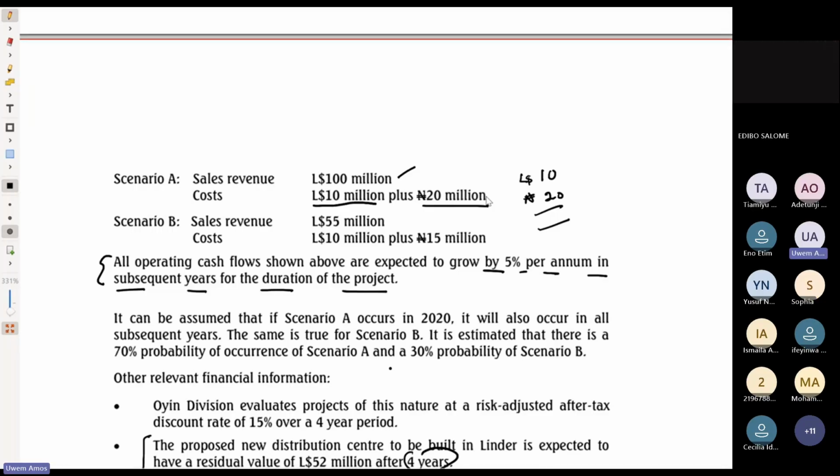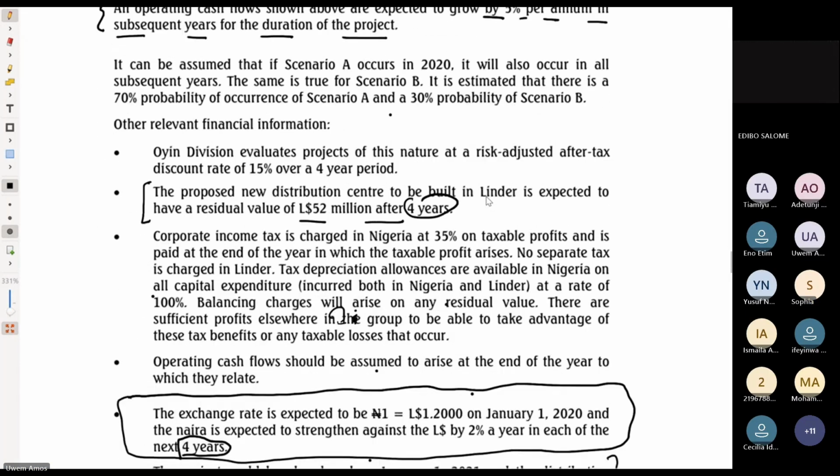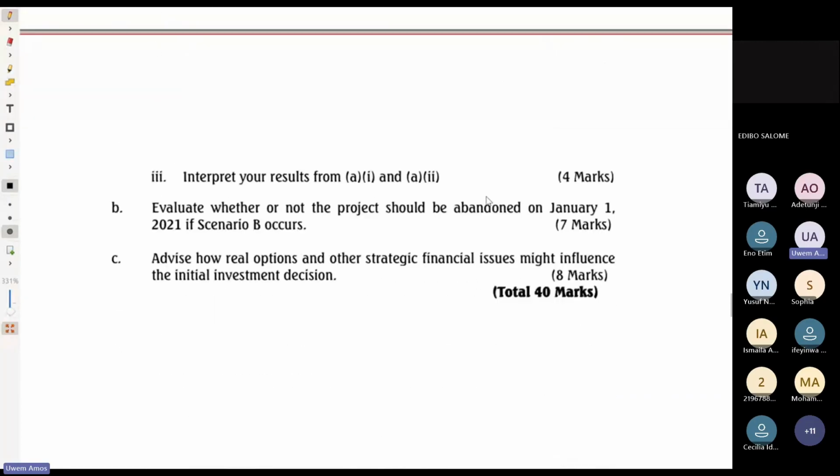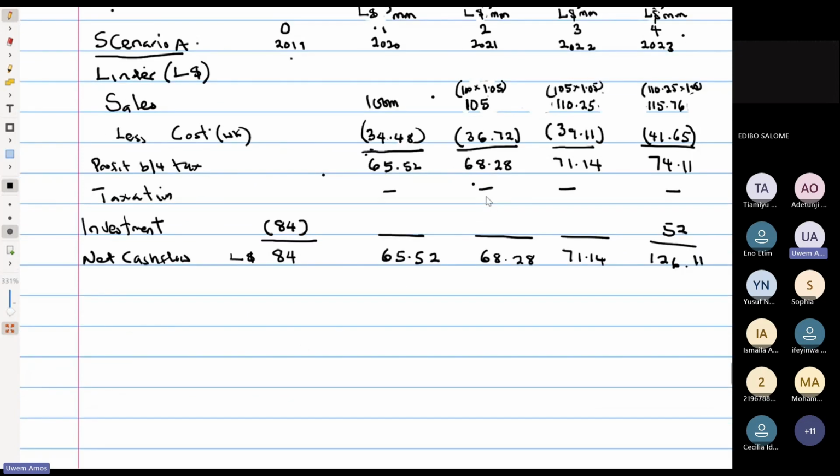Yeah, okay, I understand. I'm okay. Thank you. All right, so that's why we got those values. So the computation is done. We've determined our values in Linda up to this point. Any question on that? Because now we want to move these values from Linda to Nigeria.